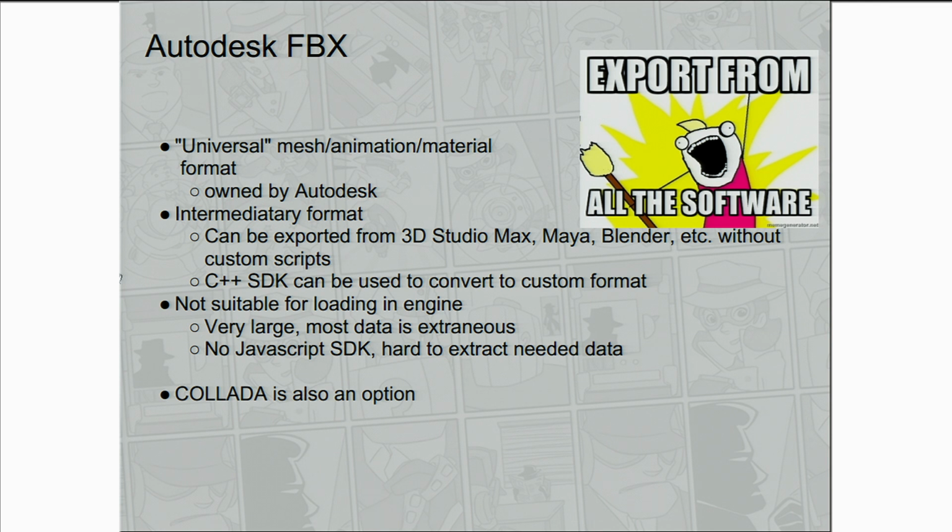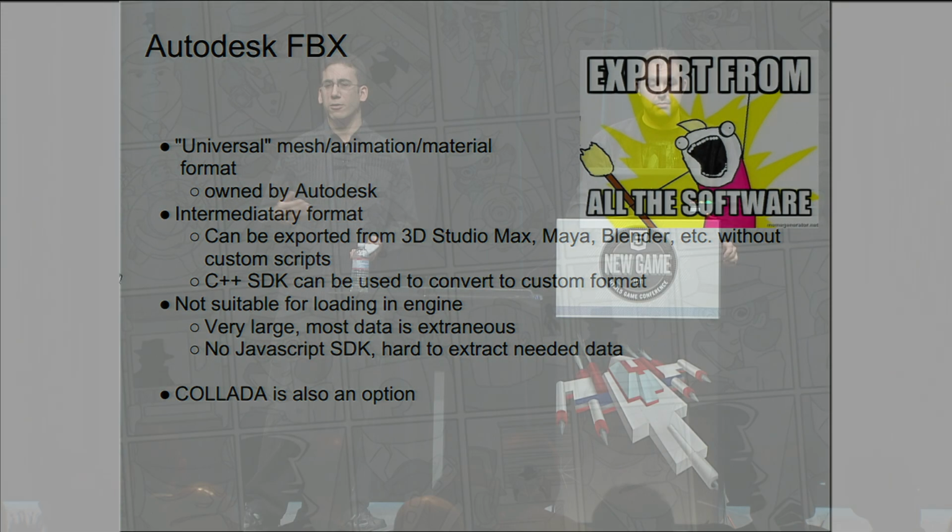There is only a C++ SDK. I believe it's an XML format as well, so you could potentially read it directly in JavaScript. However, I don't think that would be a very good idea just because there is a lot of bloat to the file. And so really just having a C++ process that then converted directly to your file type would be much simpler. There's also Collada, which is a similar intermediary format.